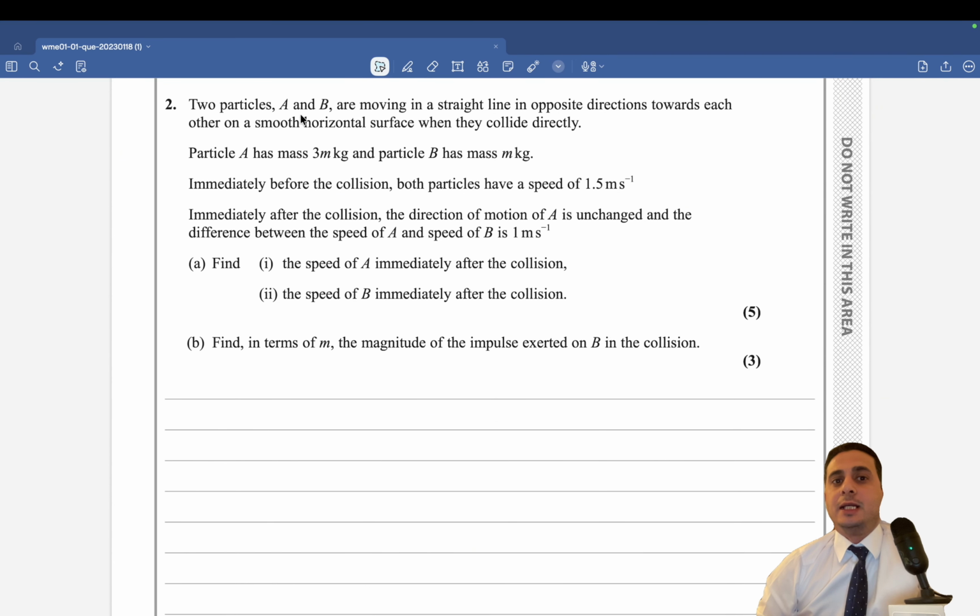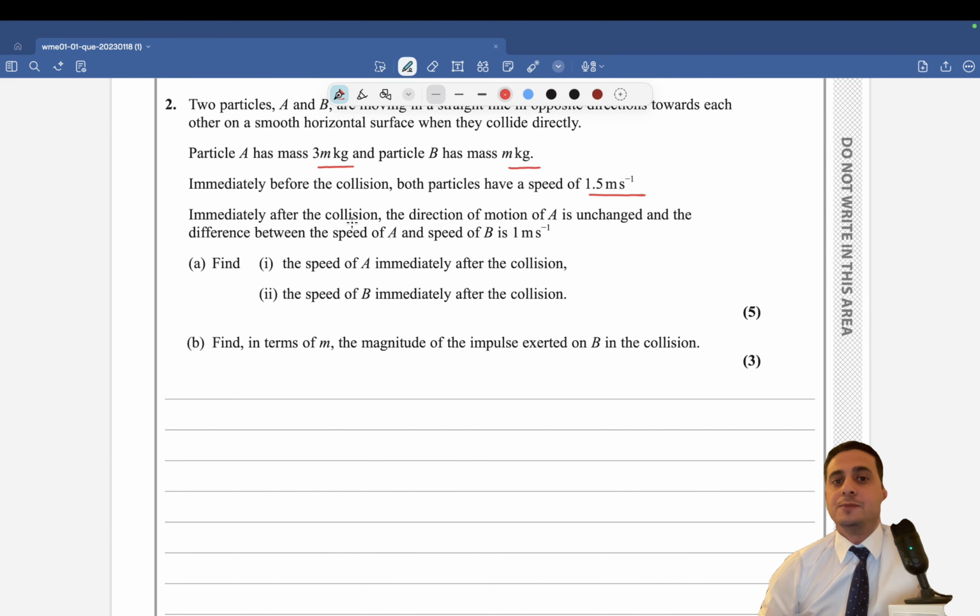Two particles, A and B, are moving in a straight line in opposite directions toward each other on a smooth horizontal surface when they collide directly. Particle A has a mass of 3m kg. Particle B has a mass of m kg. Immediately before the collision, both particles have a speed of 1.5 meters per second.